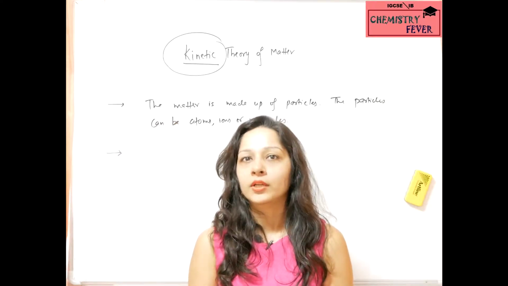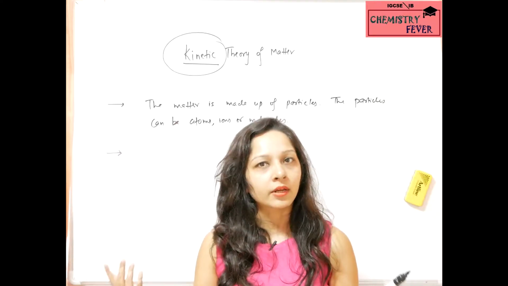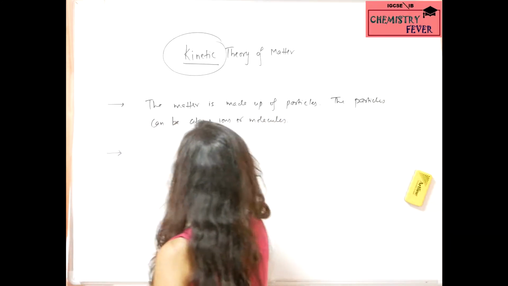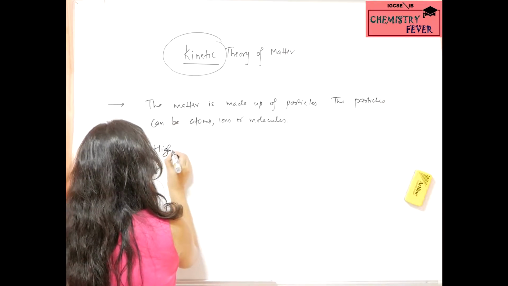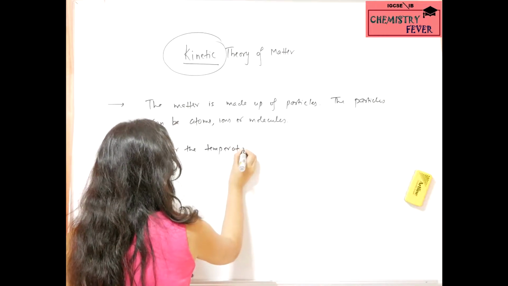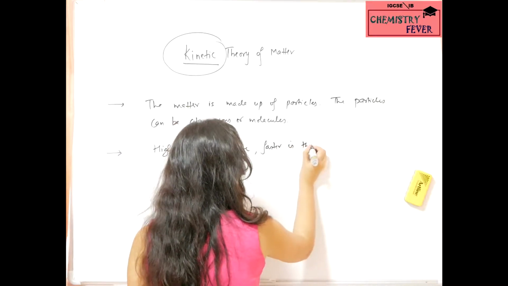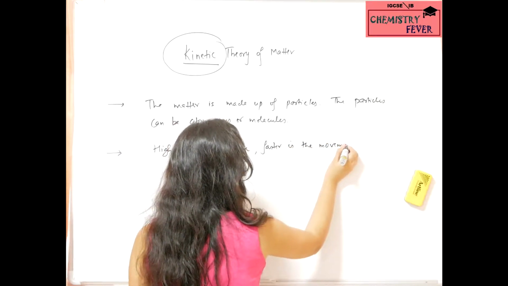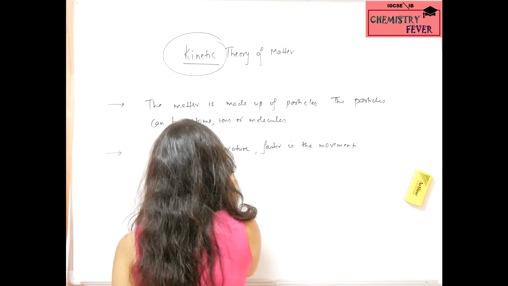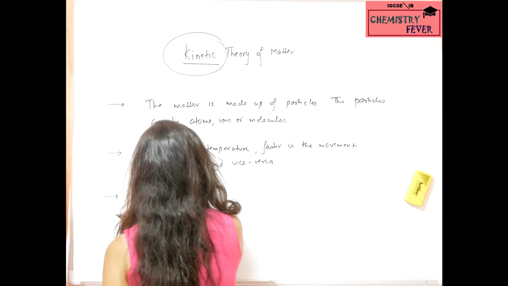How do particles get energy? They get heated up. So if you decrease temperature, the movement of particles decreases, right? So higher the temperature, faster is the movement of particles, and vice versa, right?